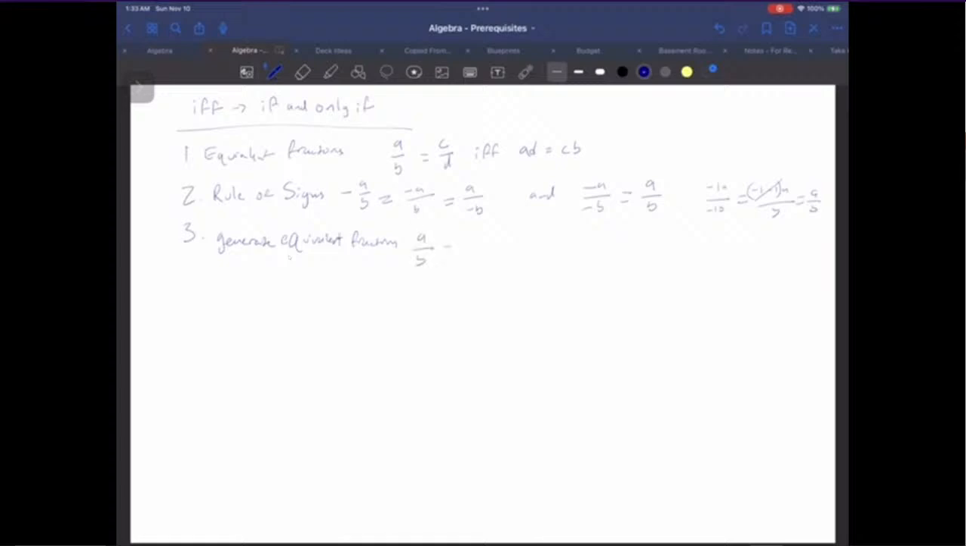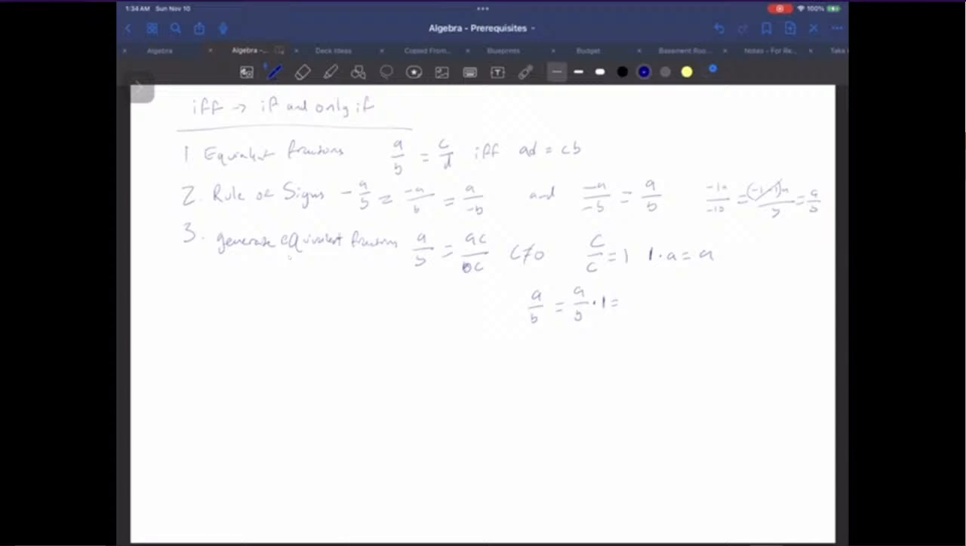A over B is the same as AC over BC, if C is not equal to 0. And the reason that we can say this is true is similar to what we did above. C divided by C is equal to 1, and 1 times anything is equal to itself. So we can creatively apply that by saying that A over B times 1 is equal to A over B. That's what we're going to say over here. A over B is equal to A over B times 1.